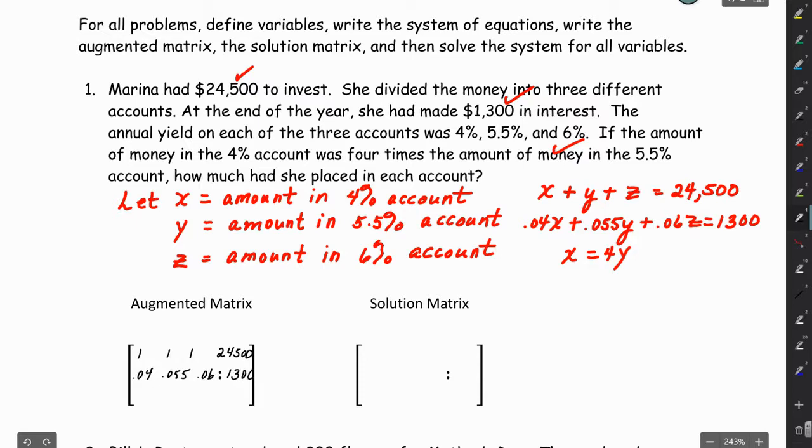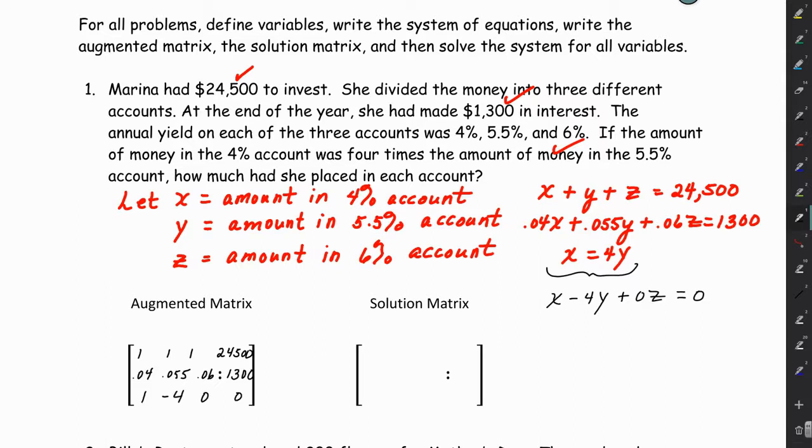And my last equation is not in standard form, so I would have to take that 4y and move it over. So I'm going to have x minus 4y plus 0z equals 0. And now that that equation is written in standard form, I can transfer that over to my augmented matrix.